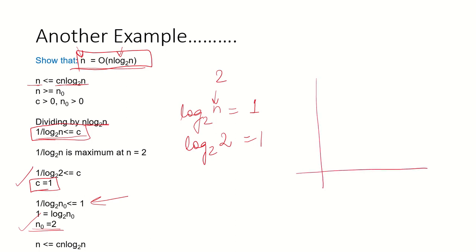If you look at the graph over here, this would be f(n) and n log n would be somewhere over here. So n log n can be an upper bound of n.